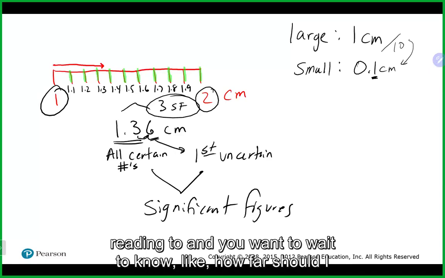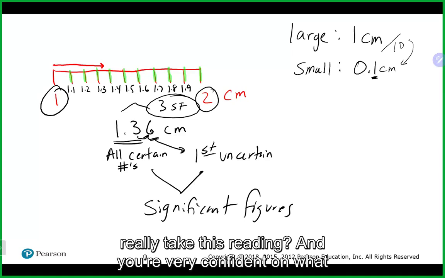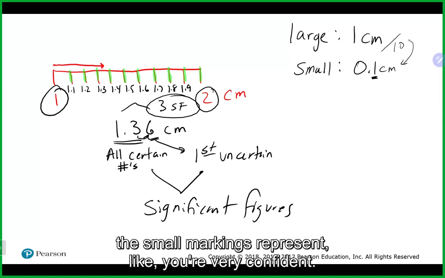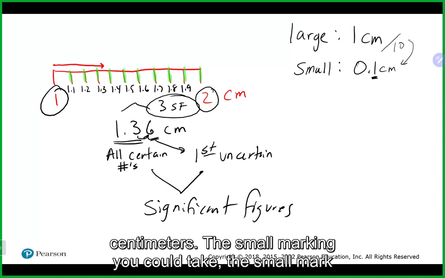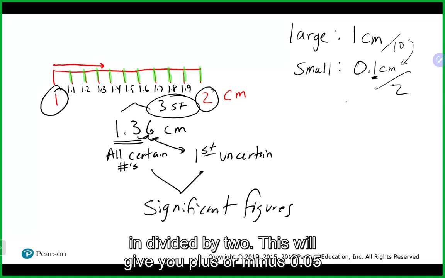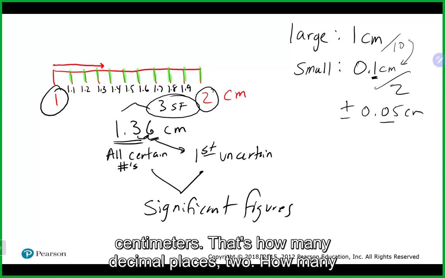Now, if you're not sure how far you can take the reading to, and you want a way to know how far should I really take this reading, and you're very confident on what the small markings represent, like you're very confident this thing represents 0.1 centimeters, the small marking, you could take the small marking and divide it by 2. This will give you plus or minus 0.05 centimeters. That's how many decimal places?